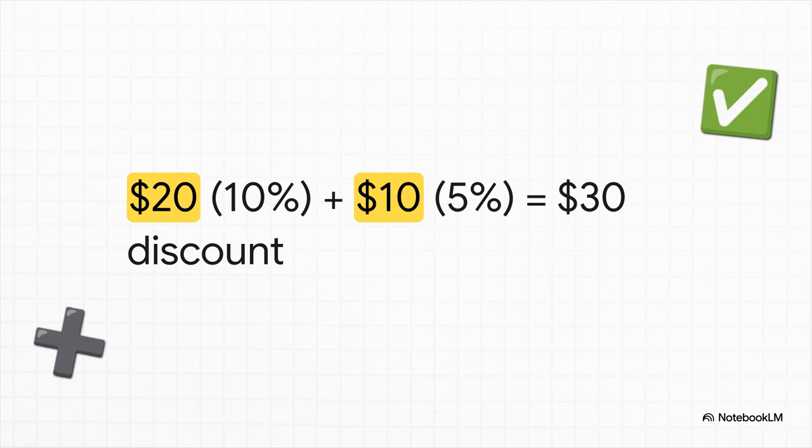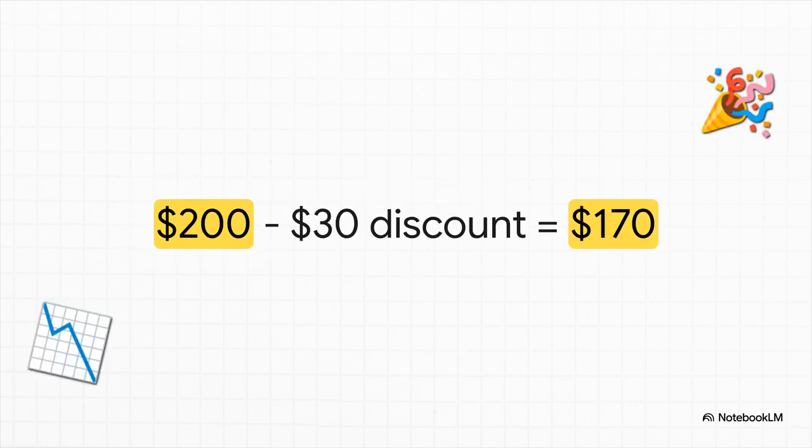No phone, no calculator, just quick mental building blocks. Awesome. Now that we have our discount amount locked in, let's calculate the new price of the sneakers. We take the original $200 price tag, subtract our $30 in savings, and we arrive at our new subtotal, $170. We are celebrating right now. The cost is down to $170.